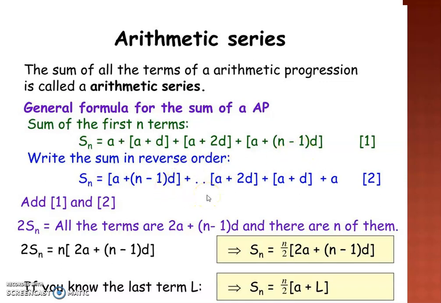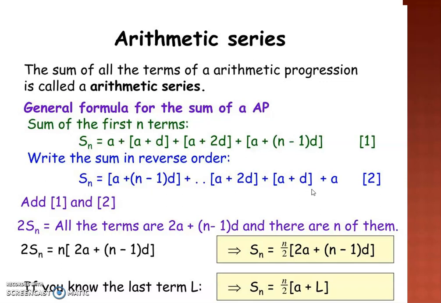Now if you write this in reverse order, you will get a plus (n minus 1)d first, followed by a plus (n minus 2)d, and so on. It will go till a. So it is just the AP in reverse order. That will also be equal to Sn only. The sum is not changing. You have only arranged the terms in reverse order.